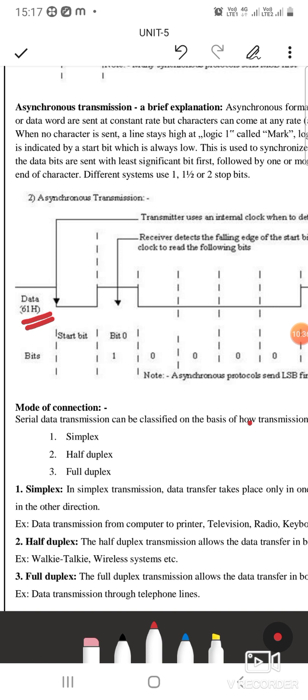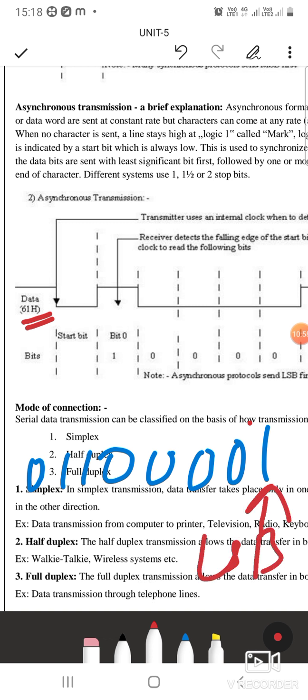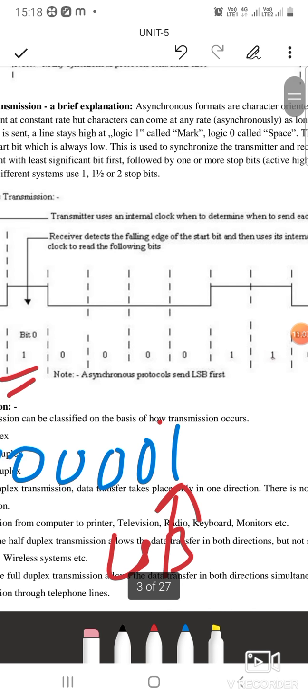So if you want to transmit the data 61H, 6 is 0110 and 1 is 0001. In synchronous transmission, you transmit the MSB first and the LSB last. Now here you start at the LSB. Your LSB, bit 0, is 1 and is transmitted first, and bit 7, which is 0, is transmitted last.